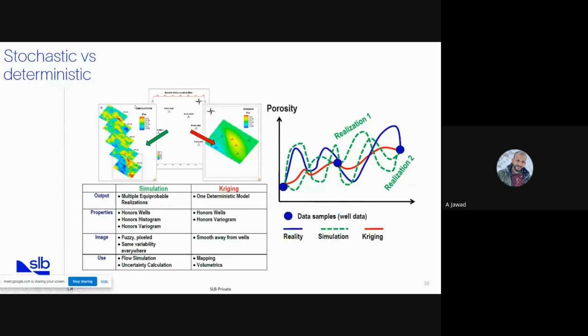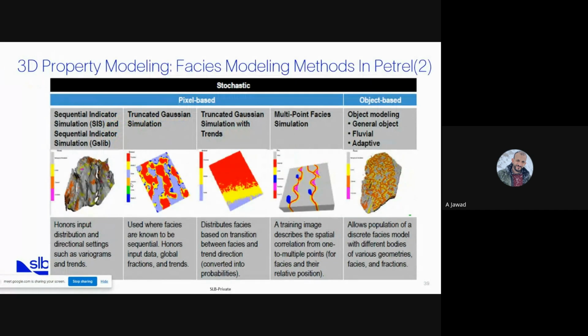and just think of it like this: if we have all the realizations looking the same, that means your data and your result is low uncertainty. If there is big difference, that means your data has a very high uncertainty. And these are the stochastic methods.